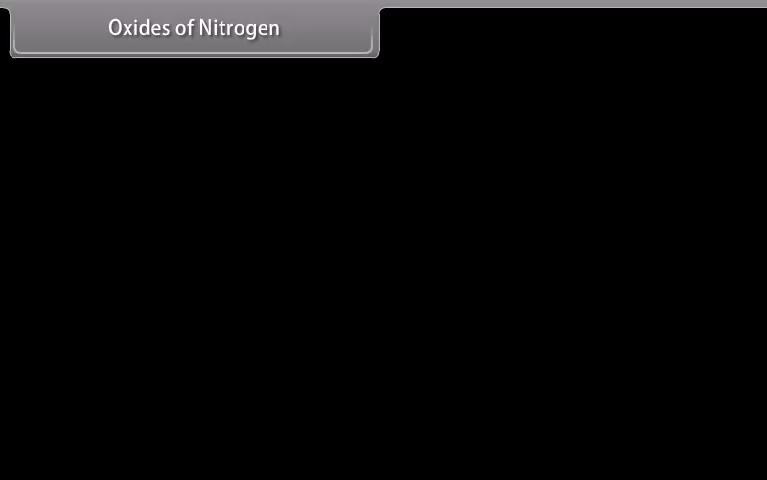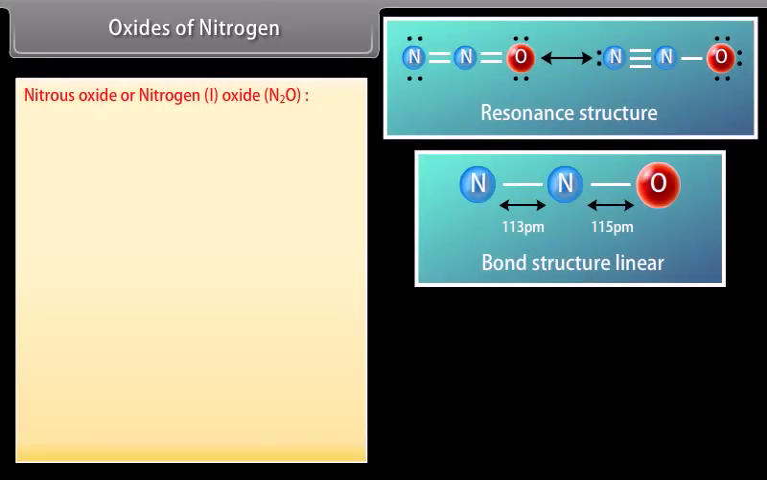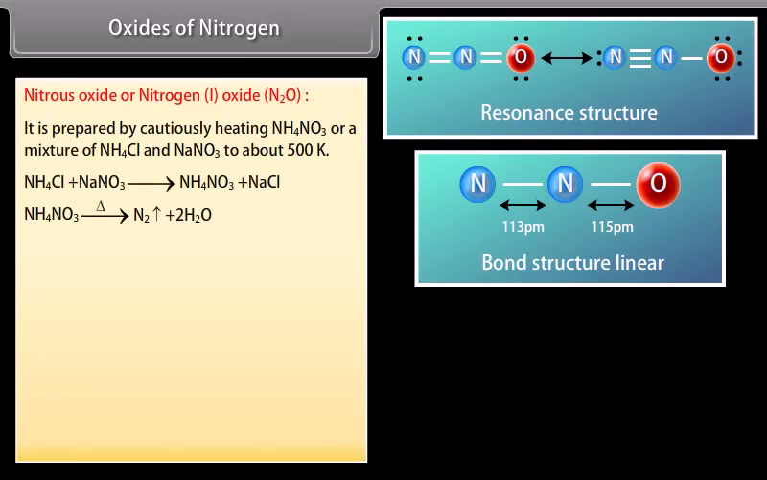Oxides of nitrogen. Nitrogen forms a number of oxides in different oxidation states. Nitrous oxide, or nitrogen(I) oxide. It is prepared by cautiously heating NH4NO3 or a mixture of NH4Cl and NaNO3 to about 500 Kelvin.